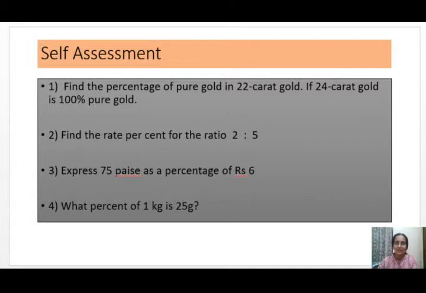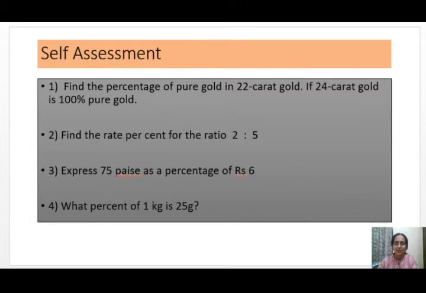Find the rate percent for the ratio 2:5. Write the ratio, convert the ratio into fraction. Now you know how to get the percent for a fraction. Express 75 paise as a percentage of rupees 6. Here one quantity is paise, one quantity is rupees. So be careful while getting the percent. Convert rupees 6 to paise, then get the percentage.